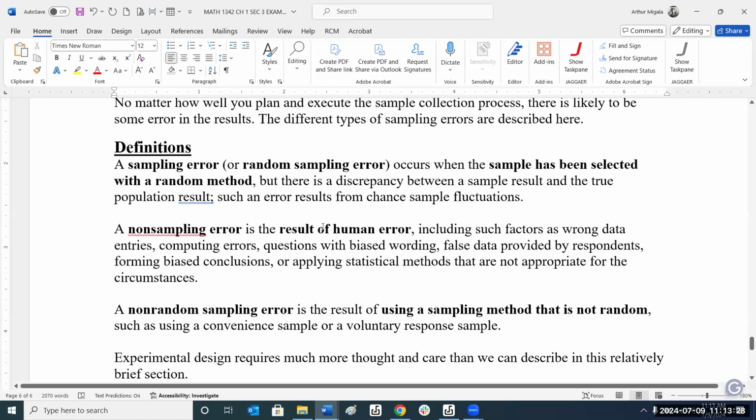Non-sampling error is the result of human error. This can be fixed, including such factors as wrong data entry, computing errors, questions with biased wording, false data provided by respondents, forming biased conclusions, or applying statistical methods that are not appropriate for the circumstances. All of these are man-made. Most of them, if not all of them, are intentional.